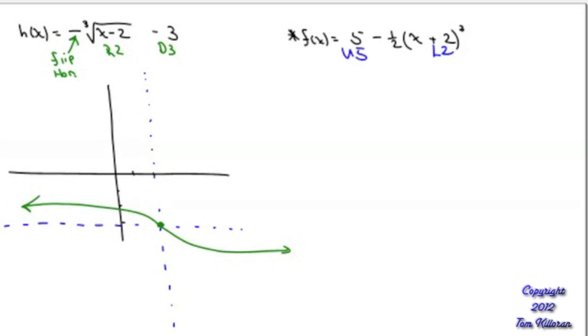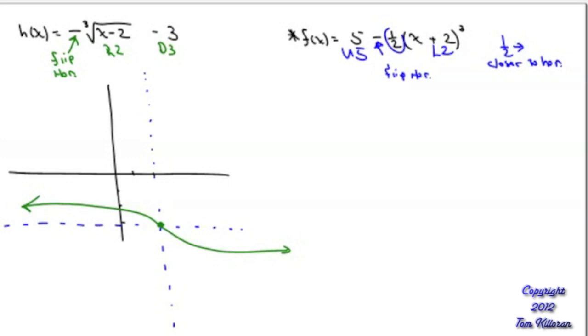What's the negative do? It's going to flip it over the horizontal. What's the half do? It makes it move closer to the horizontal. Look at it, less than 1. Closer to the horizontal, because it's less than 1. 1/2 is definitely less than 1, and it's bigger than 0.